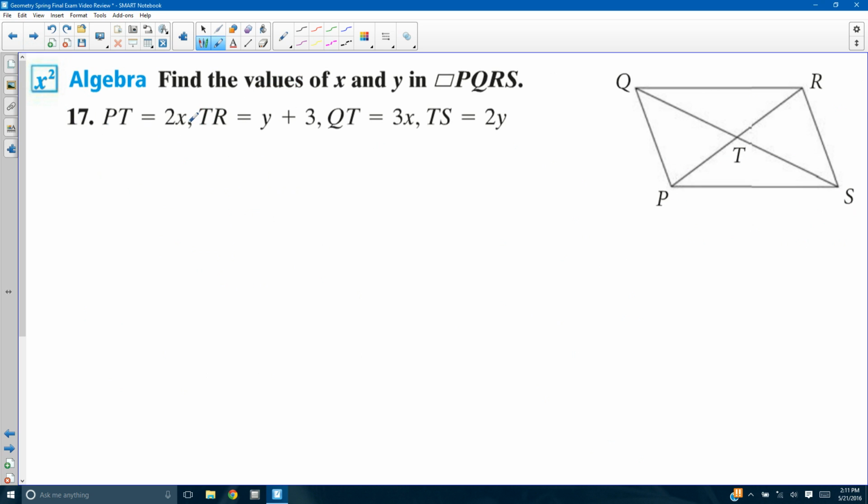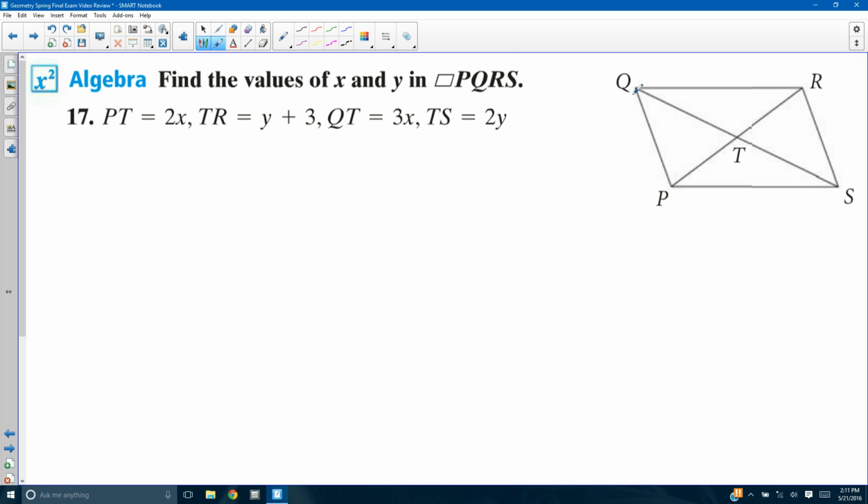Find the values of x and y in parallelogram PQRS. Now, this problem I kind of appreciate more with respect to what they hide from us. You want to know the definition and properties of a parallelogram, and in doing so, you're going to have to figure out what it is that they give you and what you need to find out.